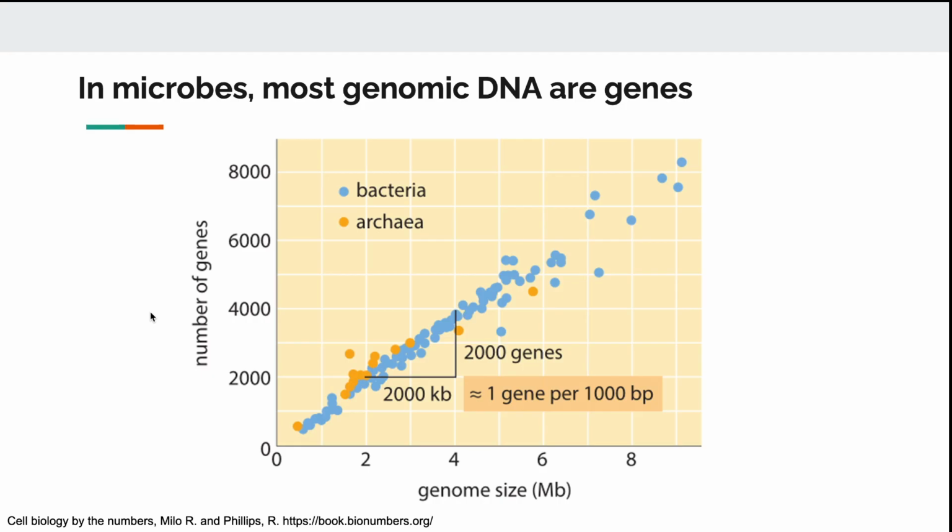In simple organisms like microorganisms, most of their genomes are genes. And this graph shows very well that if you increase the genome size for microbes, the number of genes scale in a linear fashion. So for a microbe that gains more genome, it does so because it's gained more genes. The genome becomes longer because it's gained more genes.